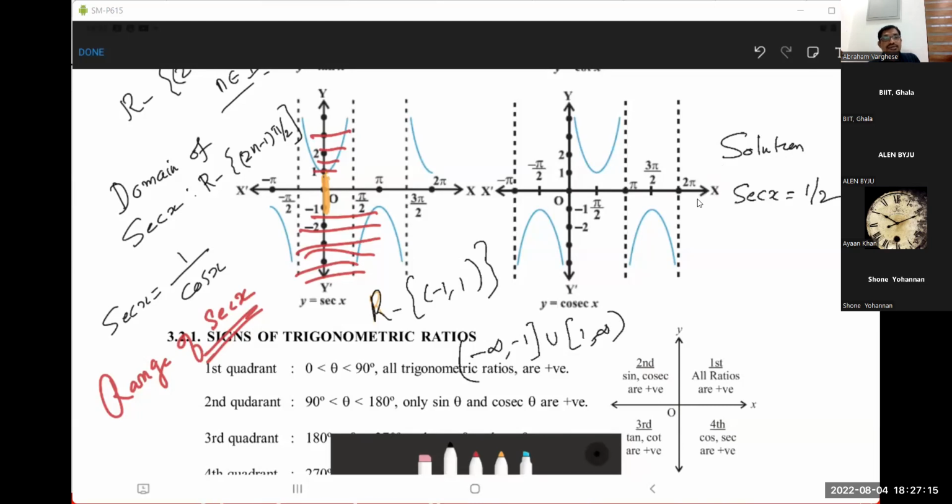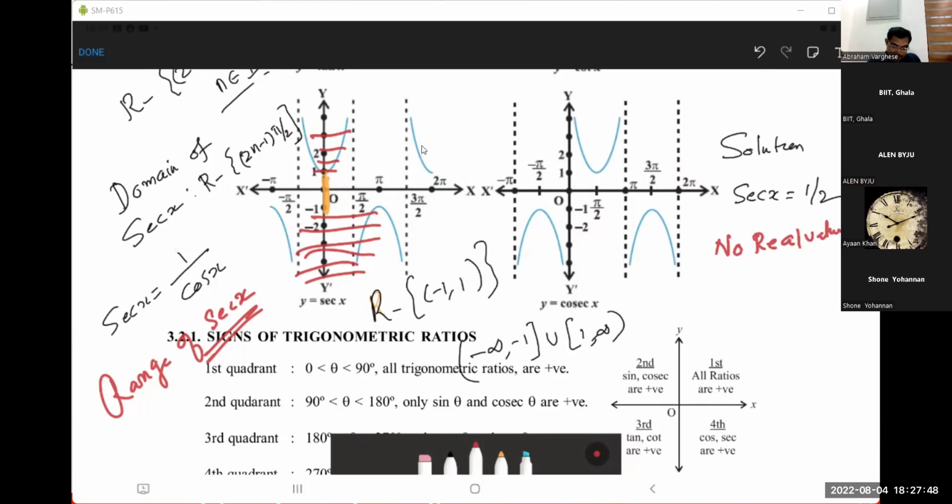Yes, exactly. Umar replied. Correct. There is no answer for this. Therefore, no real value. What is the meaning of this? We cannot find any x such that sec x will be equal to half. We cannot find any x because the range will be above 1 and below minus 1. I hope this part is clear, right?